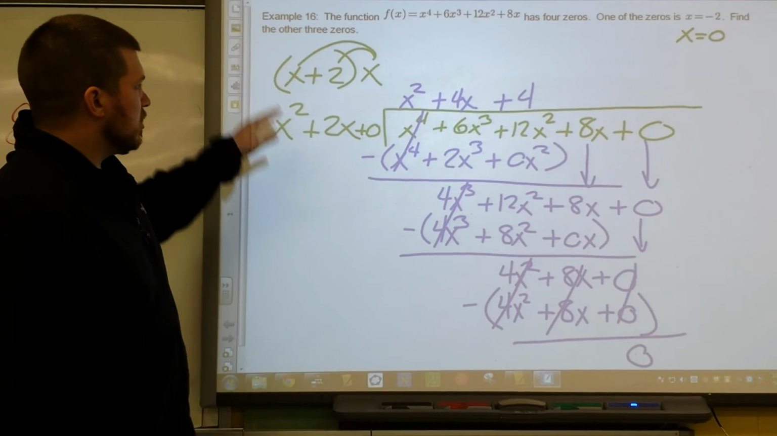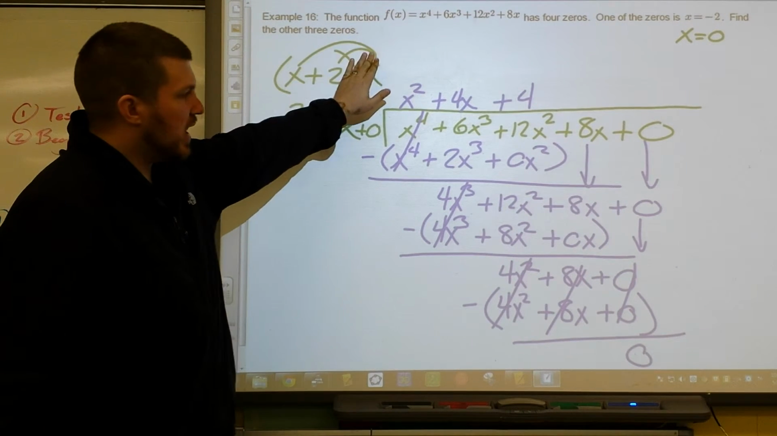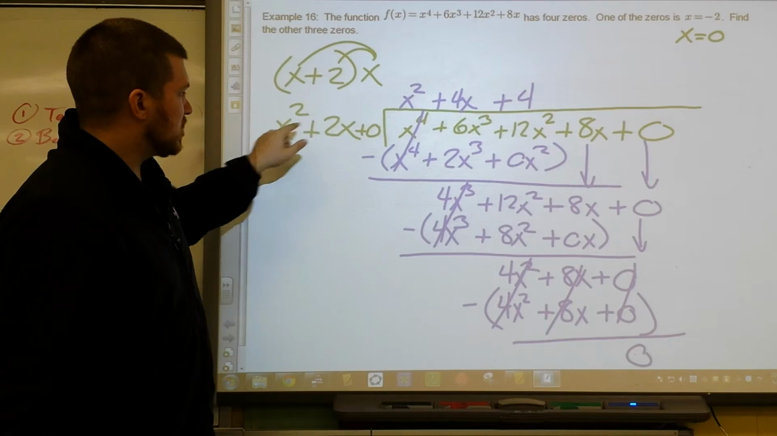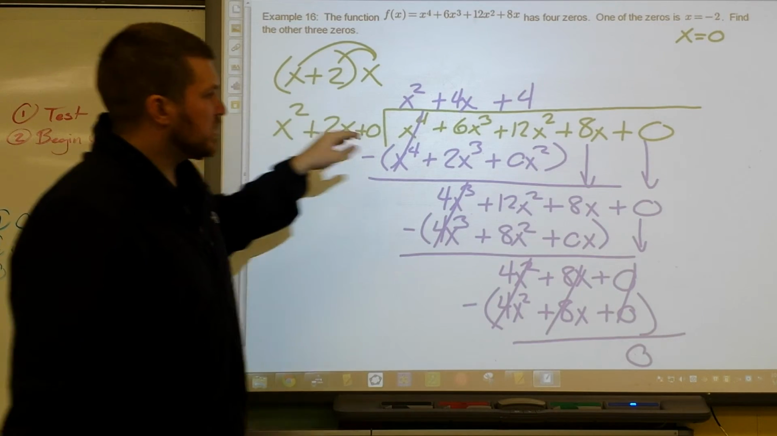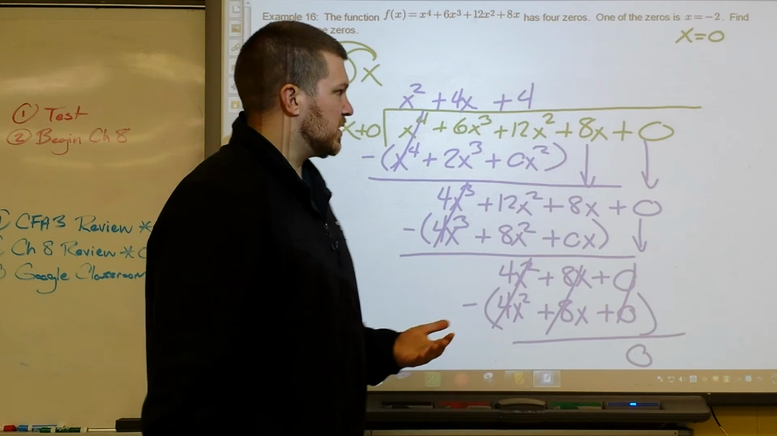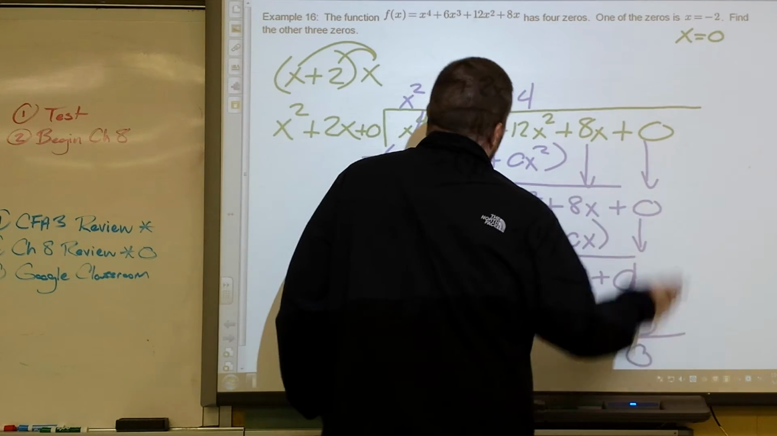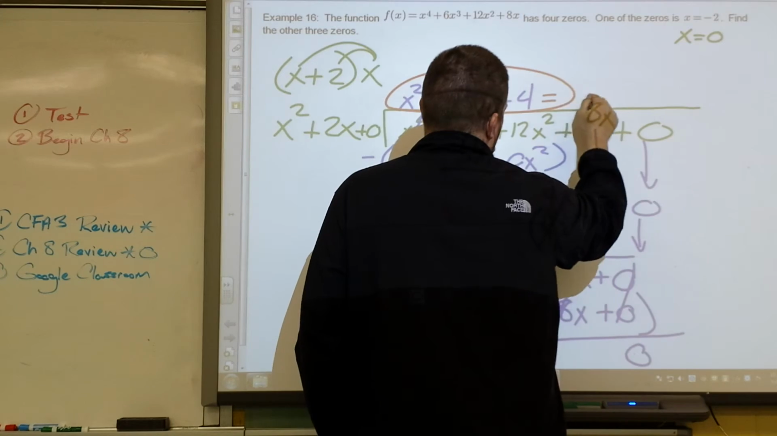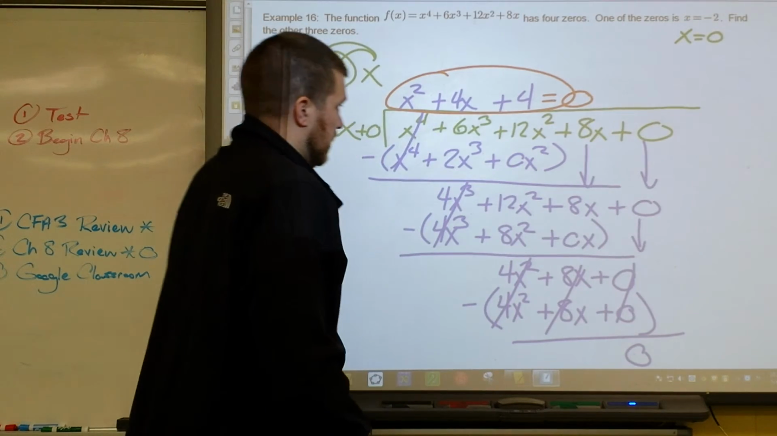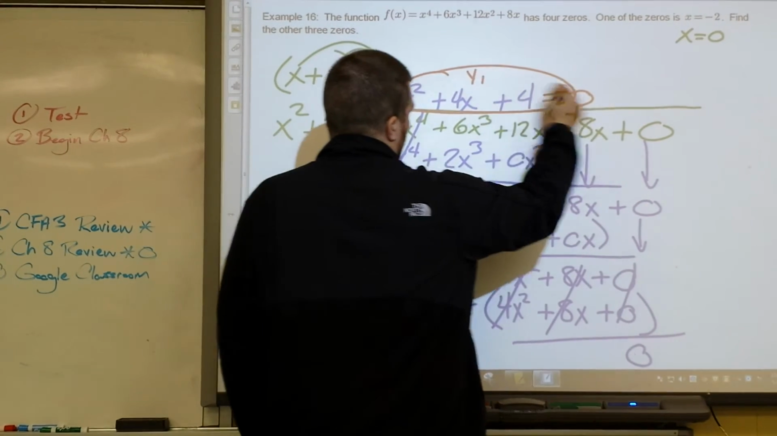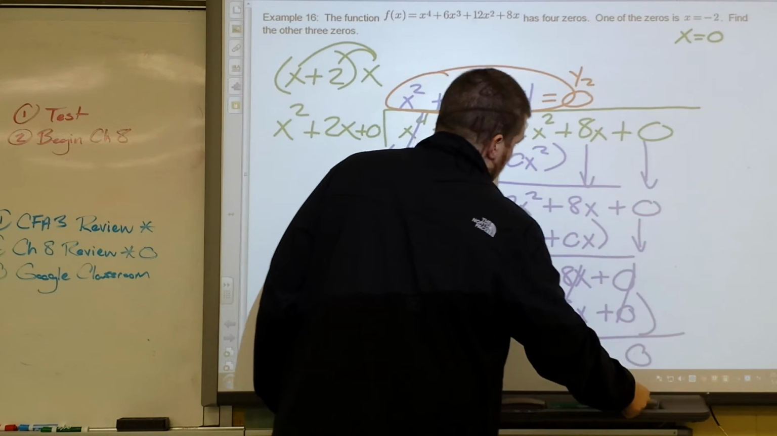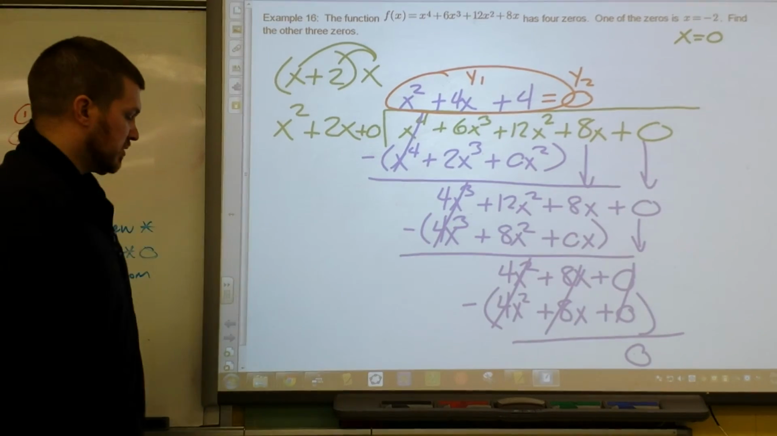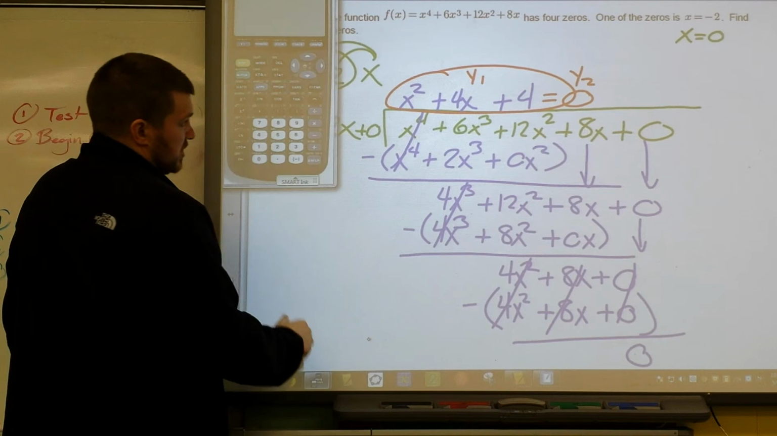It's a remainder of 0 because x plus 2 and x squared plus 2x plus 0, which we multiplied together, is a factor of our original polynomial. So that makes sense. Now what I want to do is look at my quotient, which is sitting on top, and set that equal to 0 like we did in the previous example. We're going to say y1, y2, and hopefully we're going to see some points of intersection. Those points of intersection are going to be our zeros.